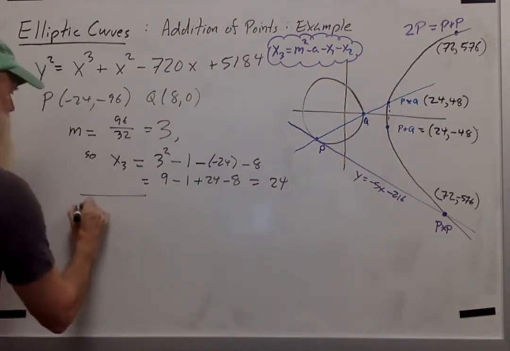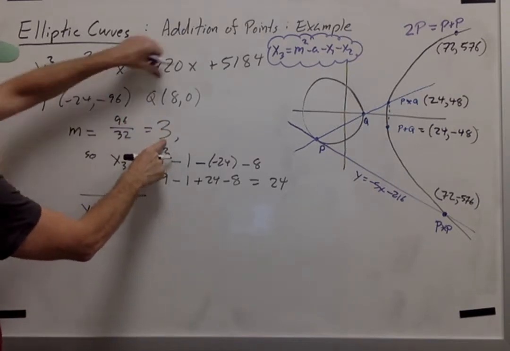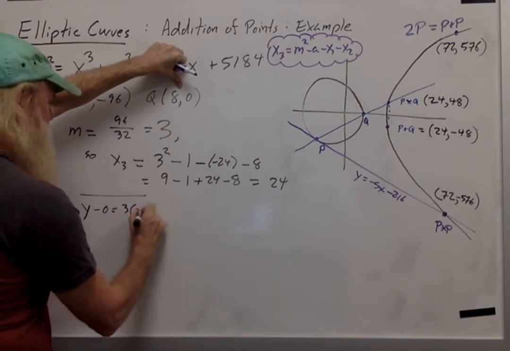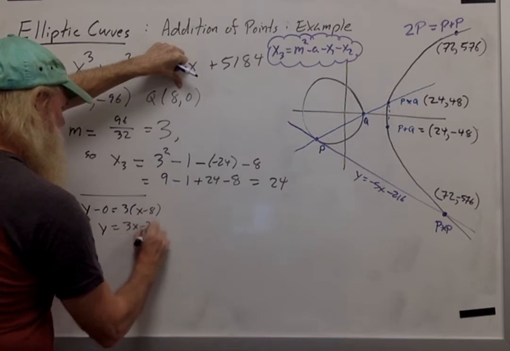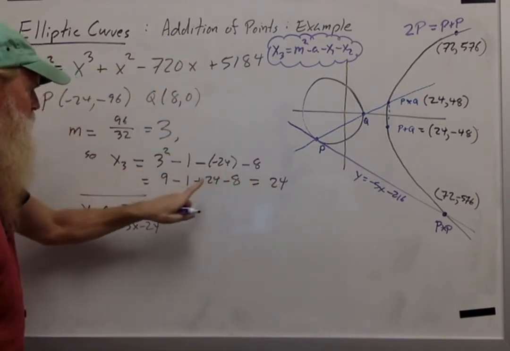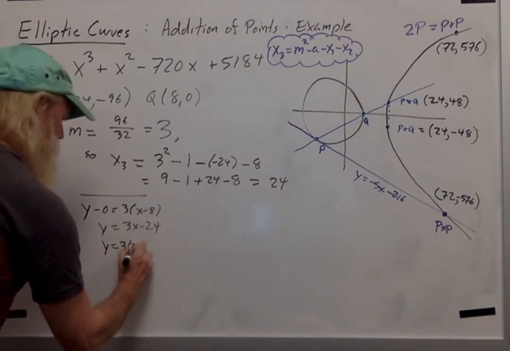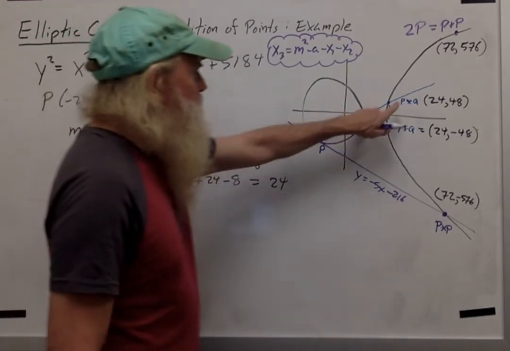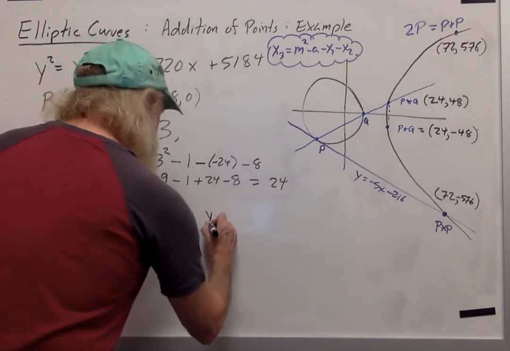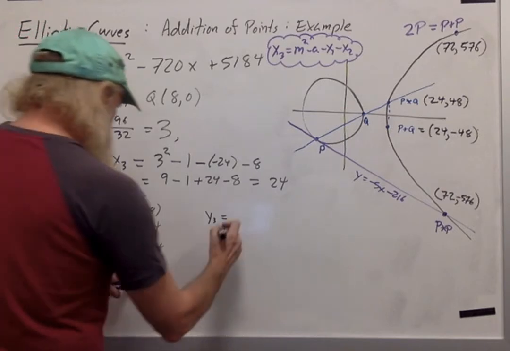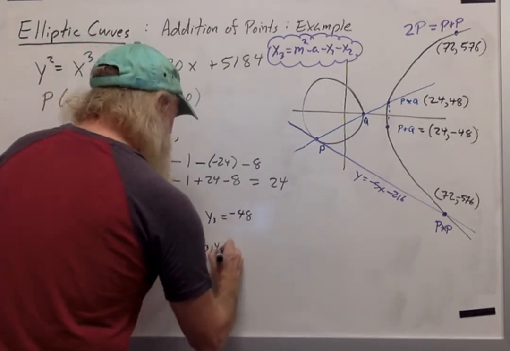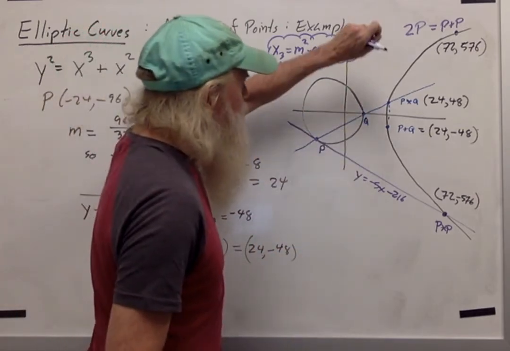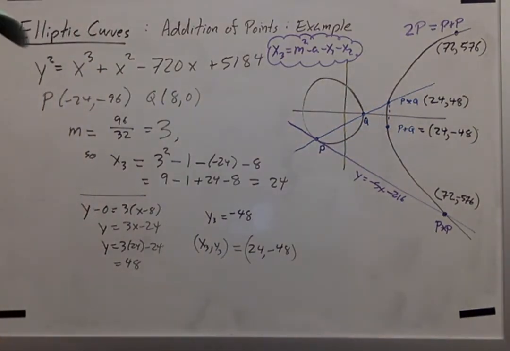Now to find the y-coordinate, it's helpful to write the equation for the line. So we have a slope of 3, and it goes through the point (8, 0). So y minus 0 is equal to 3 times x minus 8. So y equals 3x minus 24. So to get the y-coordinate, we end up substituting this x-coordinate 24 in. So y is 3 times 24 minus 24, or 48. So that confirms what we got last time. P star Q is (24, 48). And then y3 we get by changing the sign of y. So x3, y3, the sum is going to be positive 24 and negative 48, which we have right here. So much quicker this way, much less algebra.